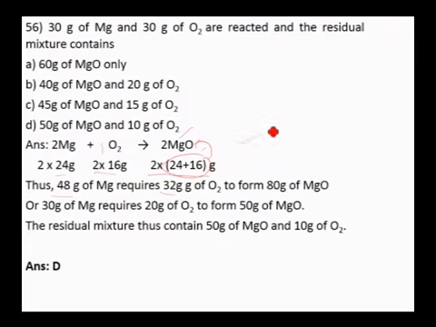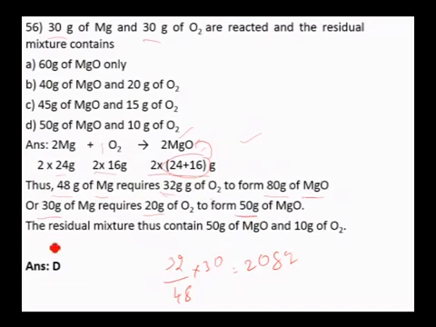So from the equation, 48 gram of magnesium on combustion or on reaction with 32 gram of oxygen produce 80 gram of MgO. But we are not reacting 48 gram and 32 gram. Here the problem says we are reacting 30 and 30 grams. Obviously, when 30 gram of magnesium is made to combine with oxygen, only 20 gram of oxygen is sufficient, because 48 gram will react with 32 gram of oxygen, and therefore 30 gram will react with only 20 gram of oxygen, and on combustion it produces 50 gram of MgO.